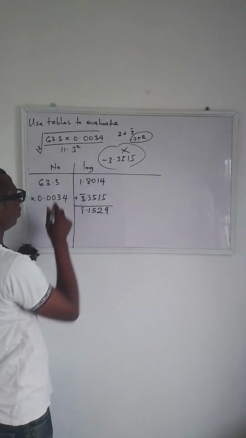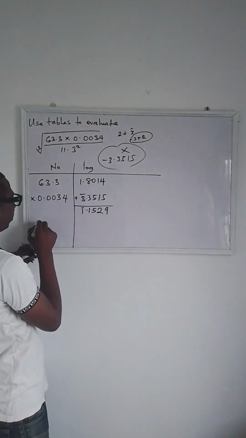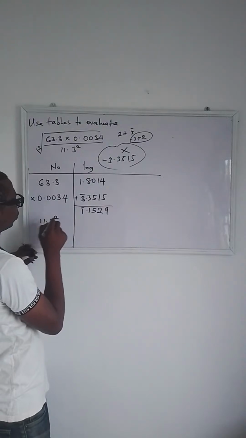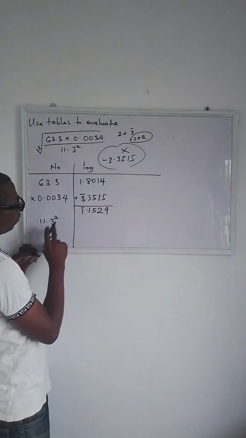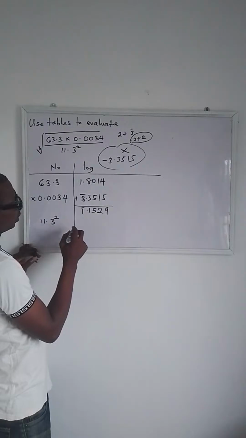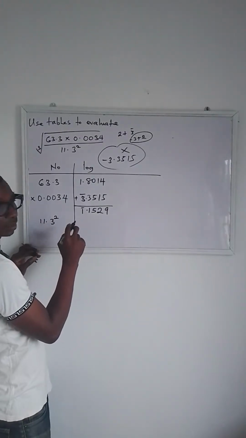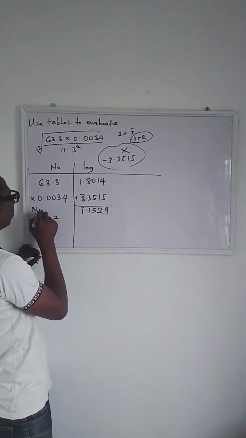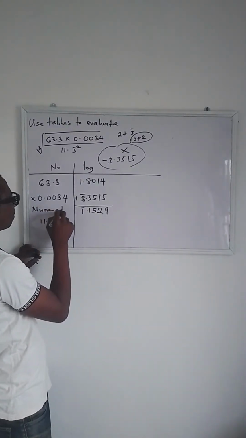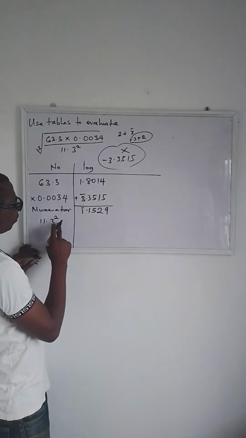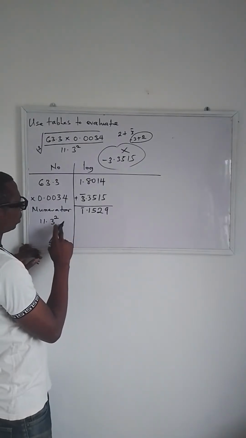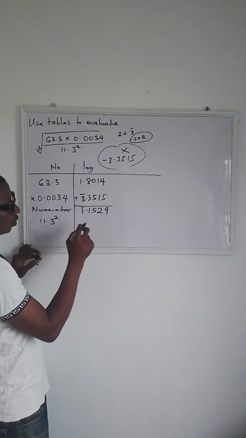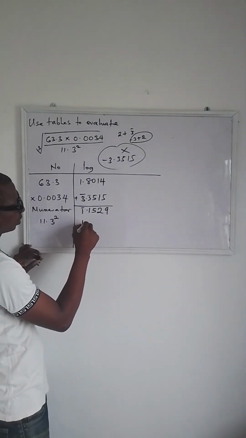Now let's look at the denominator. So we have 11.3 raised to the power of 2. The first thing to do here as well is to write the characteristic. Now for the denominator, the characteristic of this number is what? 1. I'll move the point just once. So we have 1 point.